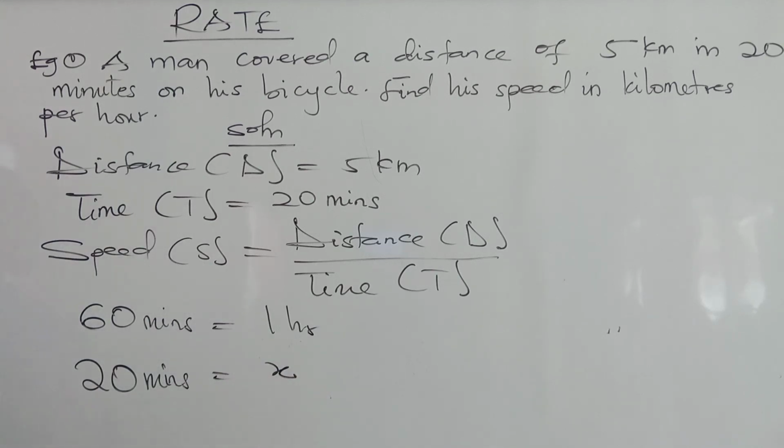So let me go over one more time. We know that for every 60 minutes is equal to 1 hour. So the 20 minutes that we want to know its value in hours, we don't know, so we've represented it by a variable. So 60 minutes equals 1 hour, so the 20 minutes equals s, we don't know. So from here, what we do is that we cross multiply.